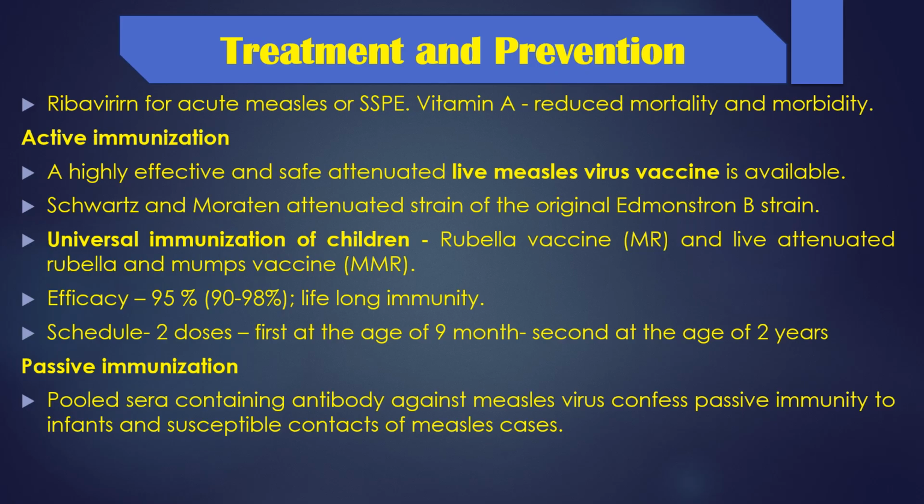90 to 98 percent. Duration of immunity is lifelong, but the doses are scheduled between two. One is initial and second is the booster dose. First at the age of 9 months and the second booster dose at the age of 2 years. We may also use passive immunization, that is the pooled sera containing antibody against measles virus, which confers passive immunity to infants and susceptible contacts of measles cases.